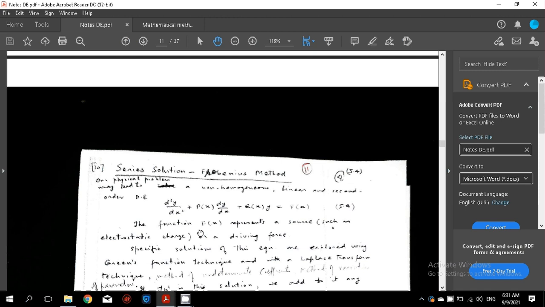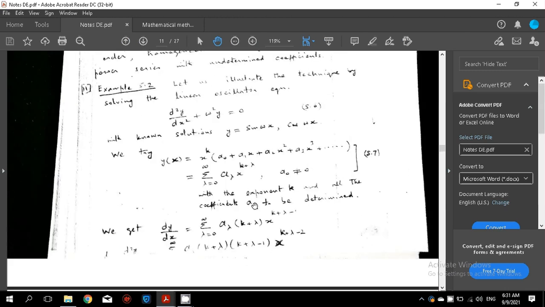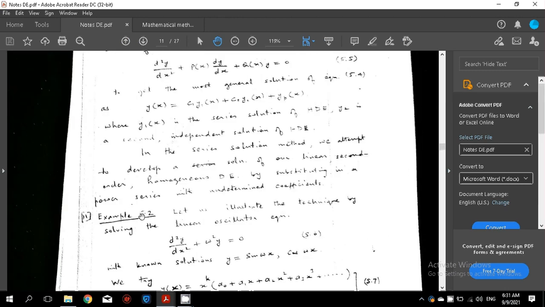Okay, so we will apply this method, we will introduce this method by solving this example 5.2. So we will solve this famous equation which covers most of the mechanics and the classical mechanics of physics, and this is the equation d2y over dx squared plus omega squared y equals 0. This, as you know, represents the differential equation of the harmonic oscillator.